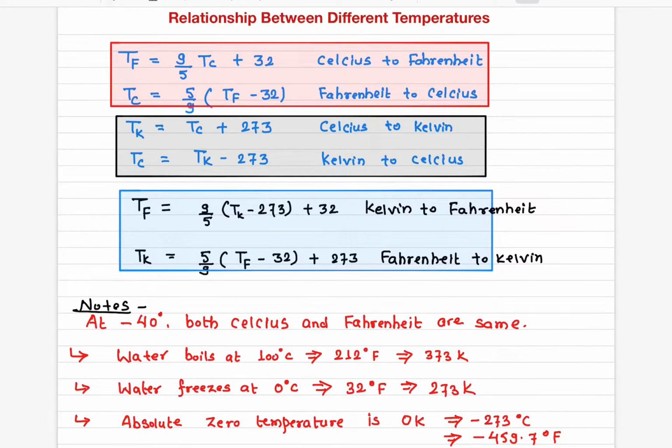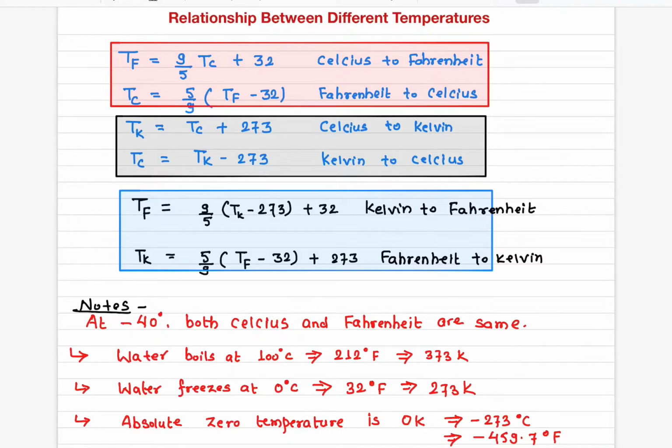In heat and thermodynamics, temperature is expressed in different units. The most common units are degree Celsius, degree Fahrenheit, and Kelvin. In the United States, we mostly measure temperature in Fahrenheit. In Asia, it is very common to use Celsius. And in the scientific world, most of the time we use Kelvin.